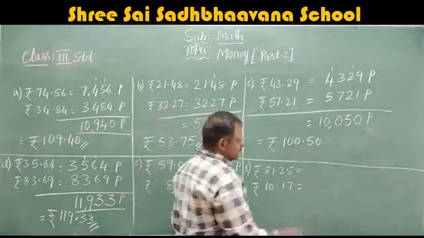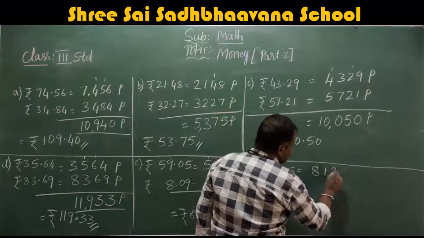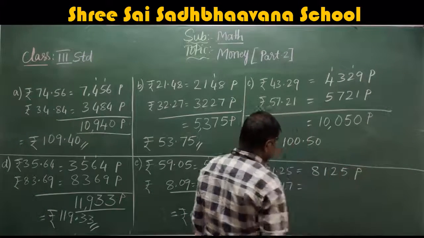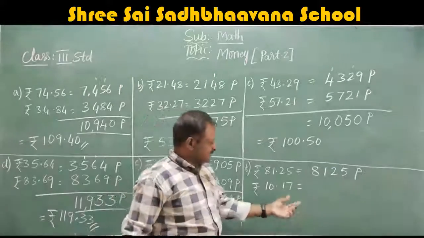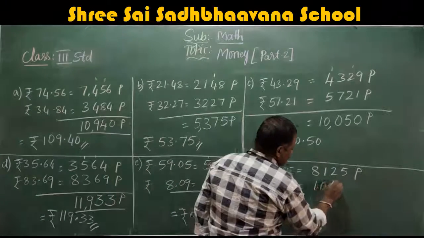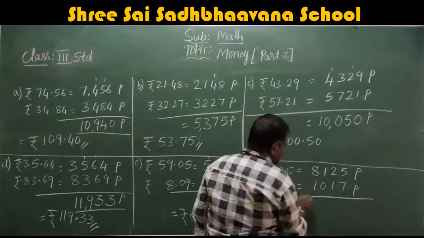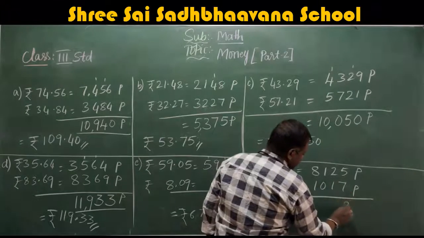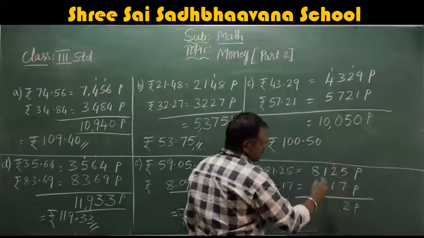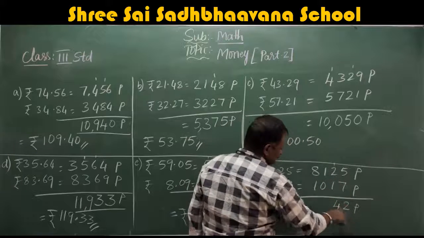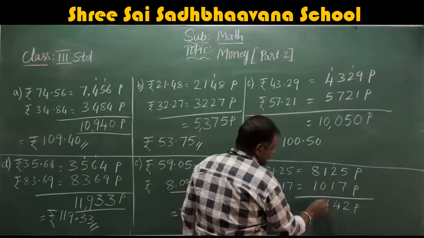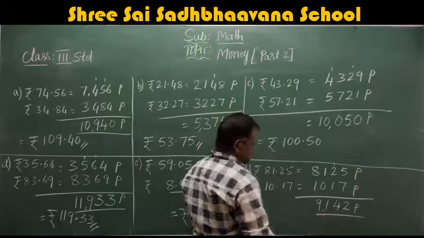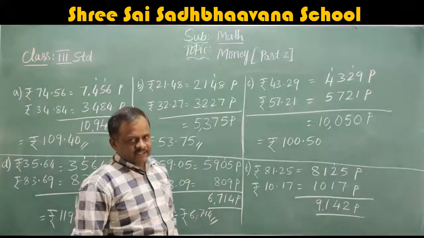Rupees 81.25 can be written as 8,125 paise. This rupees 10.17 can be written as 1017 paise. Add. You will get 7 plus 5, 12, carry 1, 2 plus 1, 3, 3 plus 1, 4, 1 plus 0, 1, 8 plus 1, 9. Total 9,142 paise.